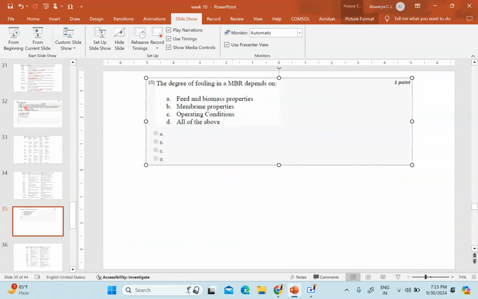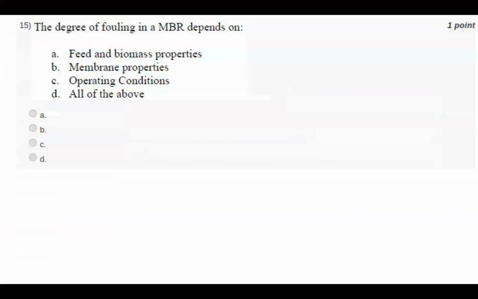Next, the degree of fouling in MBR depends on feed and biomass properties, membrane properties, operating conditions, or all of the above. Which one? Yes, all of the above. So why this fouling? If the feed and biomass properties are such that the feed has a lot of organic content, then fouling will be proportional, it will be high.